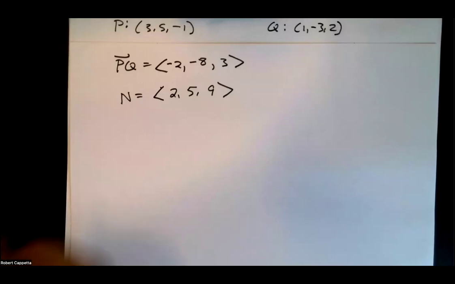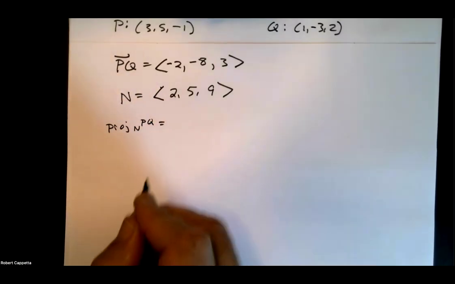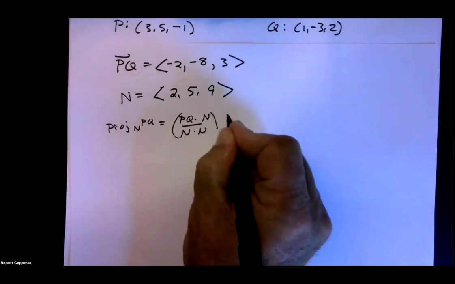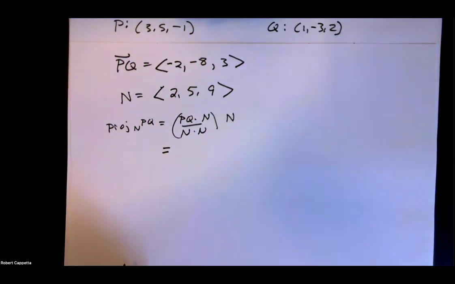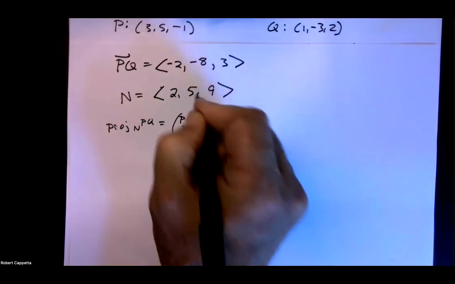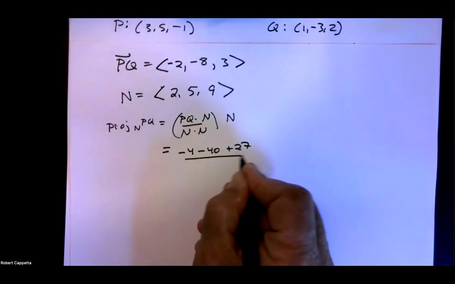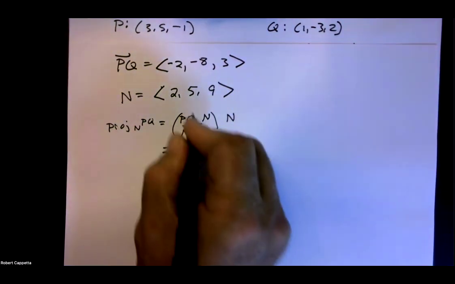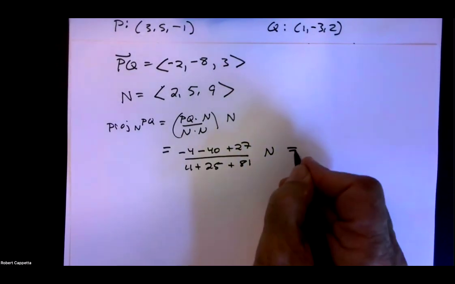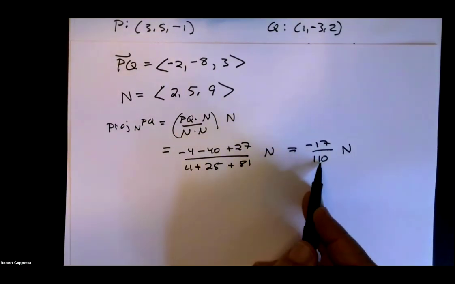So how do we do the projection of PQ onto N? Projection of PQ onto N is PQ dot N over N dot N times N. What is PQ dot N? Negative 2 times 2 is negative 4. Negative 8 times 5 is negative 40. 3 times 9 is plus 27. How about N dot N? 2 times 2 is 4, plus 5 times 5 is 25, plus 9 times 9 is 81, times N. Adding those things together, I get negative 17 over 110 times N.